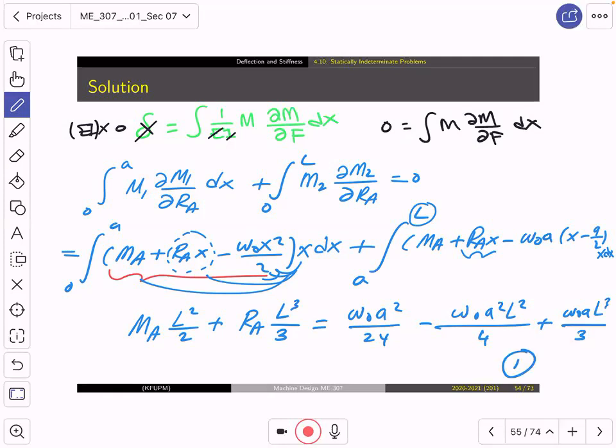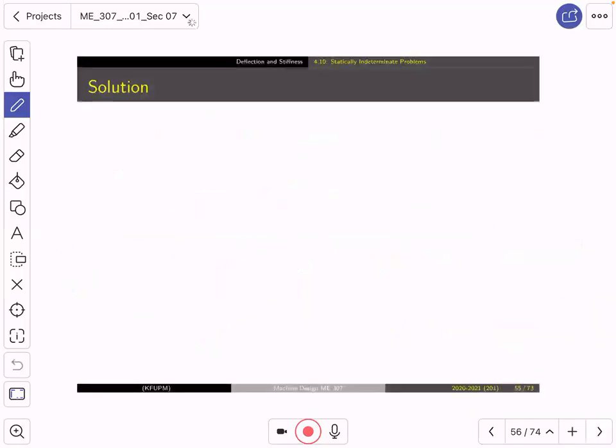Now look at this equation, guys. I want you to look carefully. This equation is a function of L, which we know, W we know, A we know. The rest is the same. This one is unknown and this one is unknown. So you got one extra equation which relates MA and RA. Do you know what we are going to do next? We are going to take MA as the redundant reaction.